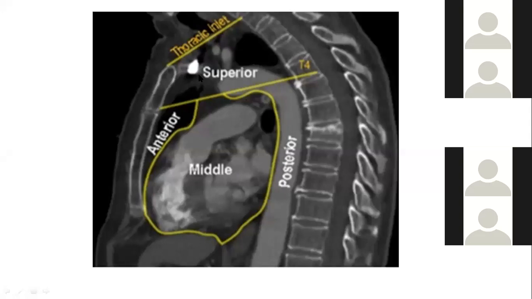The branches of the arch of aorta are in the superior mediastinum. The heart, the arch of aorta, most of it, right? They are in the middle mediastinum, and the descending thoracic aorta, the esophagus, the prevertebral space, they all come in the posterior mediastinum.